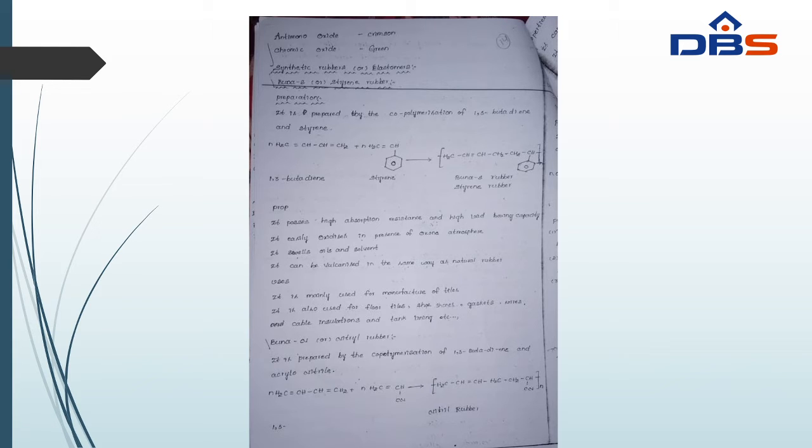Synthetic rubber: one of them is Buna-S rubber or styrene rubber. Preparation: it is prepared by the copolymerization of 1,3-butadiene and styrene. 1,3-butadiene has the formula CH2=CH-CH=CH2, plus styrene. Styrene means C6H5-CH=CH2. Combination forms Buna-S rubber or styrene rubber. Once again, it is prepared by the copolymerization of 1,3-butadiene and styrene.